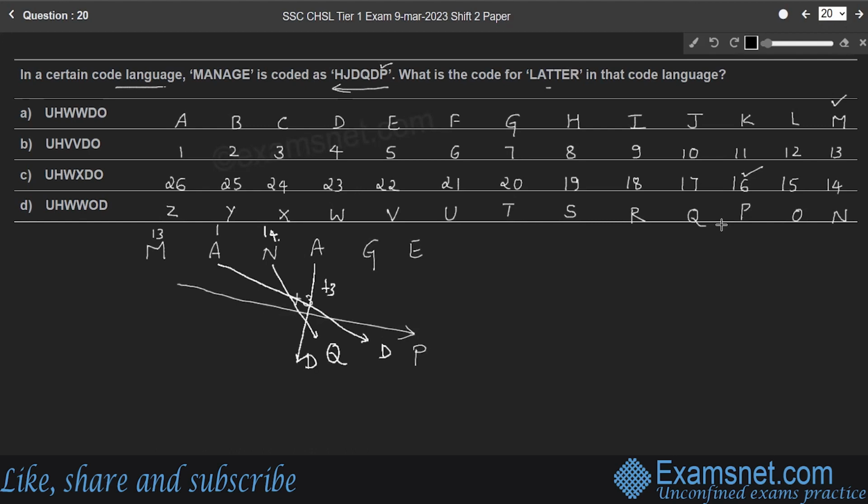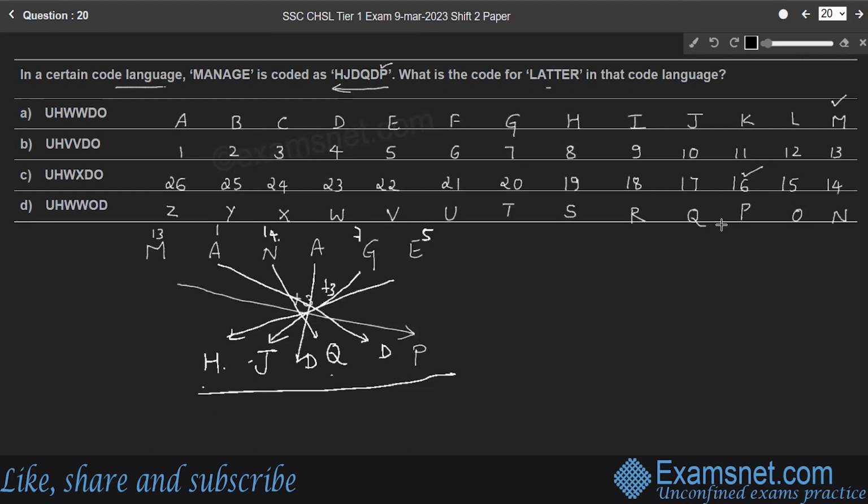Again D. Whereas G is 7. 7 plus 3 is 10, which is J. E is 5. So 5 plus 3 is 8. 8 is the positional value of H. Therefore, manage is coded as HJDQDP.